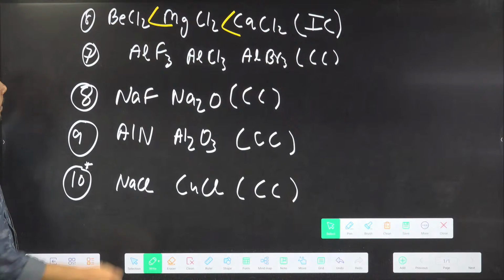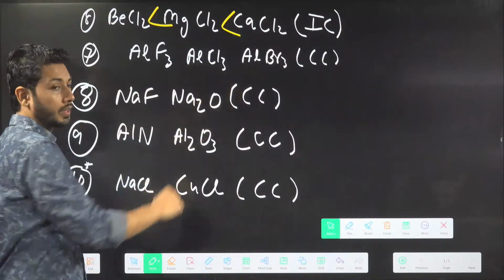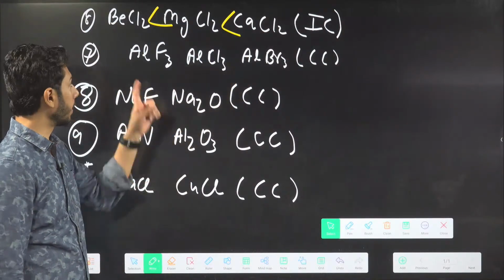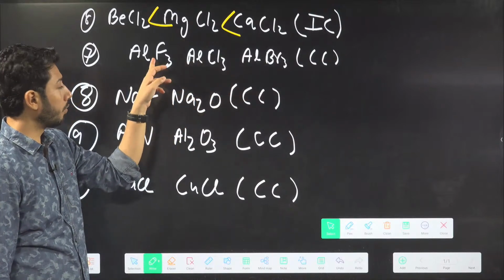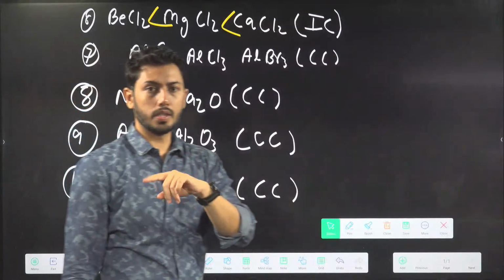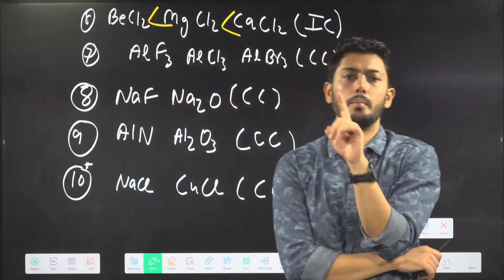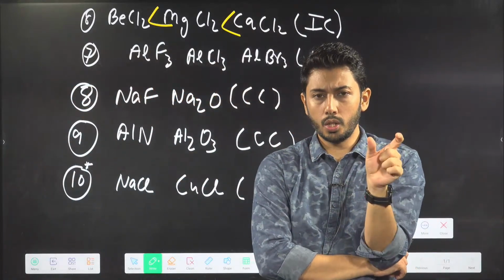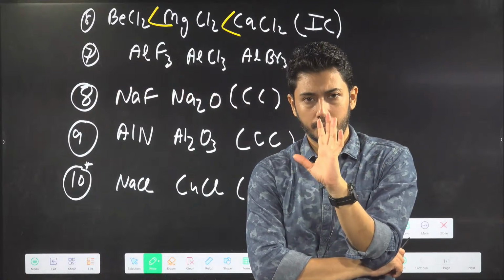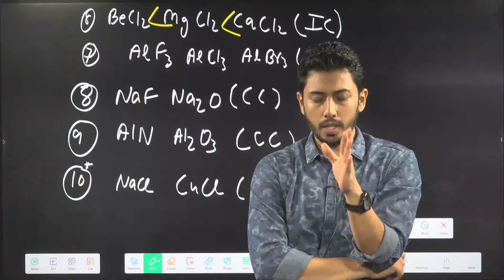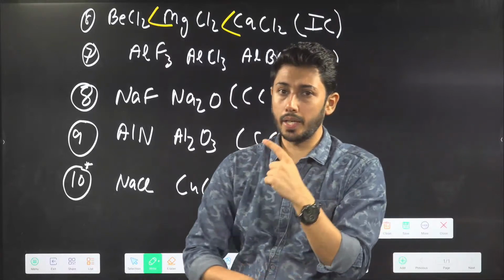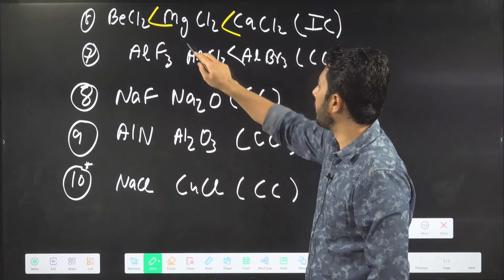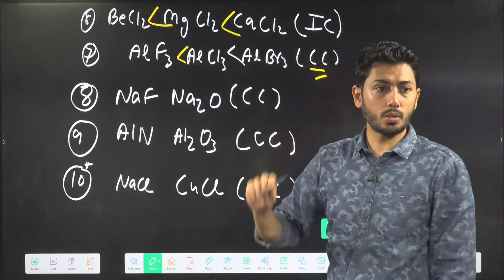Take then AlF3, AlCl3, AlBr3. What is common? Cation. What is different? Anion. In anion, fluorine is with charge -1, Cl -1, Br -1. So here you will use size of the anion. Polarization is directly proportional to size of the anion, which is maximum Br minus. So it has maximum covalent character. Question is covalent character.